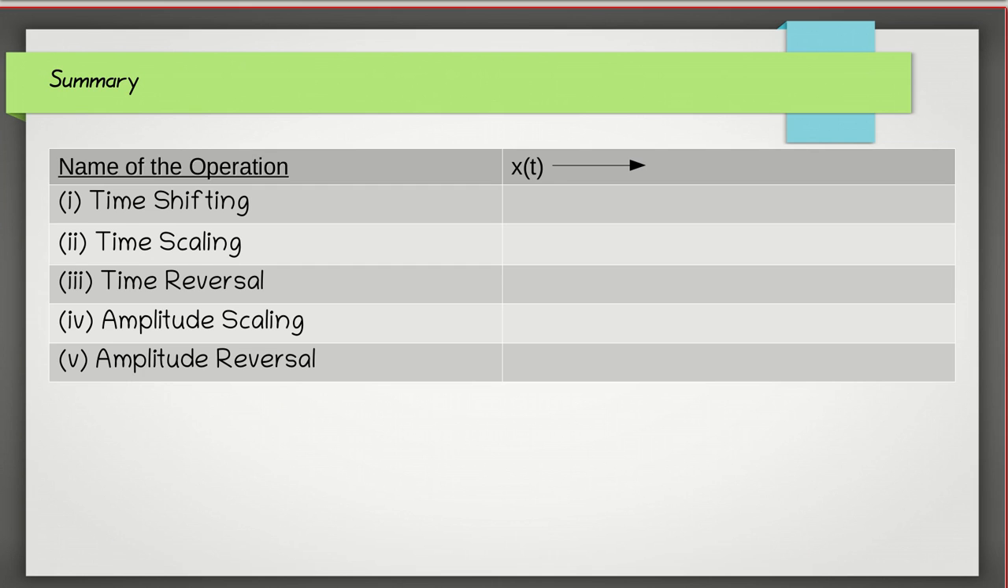Now if we just summarize the properties altogether, in the time shifting property, x of t will be changed to x of t minus a. In the time scaling property, x of t will be changed to x of at, and in the time reversal property, x of t will become x of minus t, and in amplitude scaling we will multiply by a constant outside, and in the amplitude reversal property, x of t will become minus x of t.